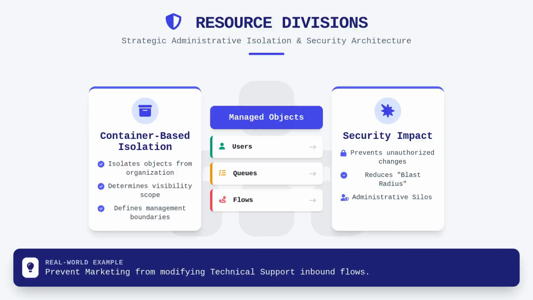For instance, if you have a multi-tenant or multi-departmental setup, you want to ensure that the marketing department cannot accidentally modify an inbound flow belonging to the technical support team. By leveraging divisions, you create clear administrative silos that significantly reduce the blast radius of potential configuration errors.